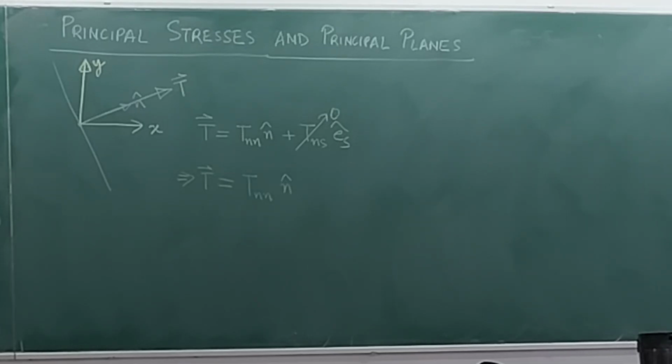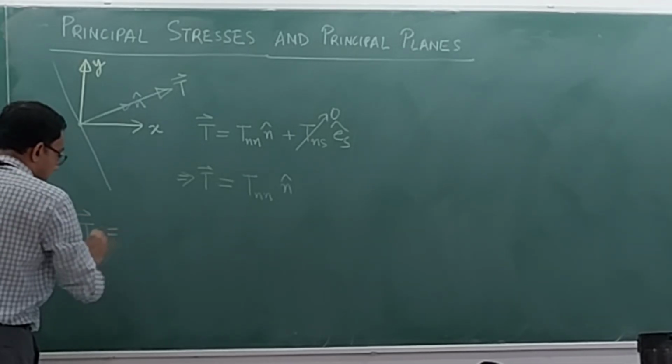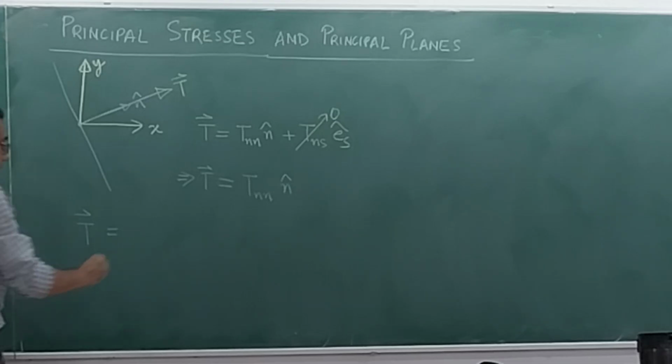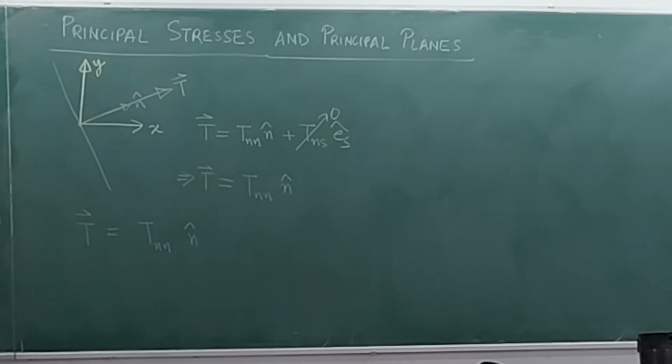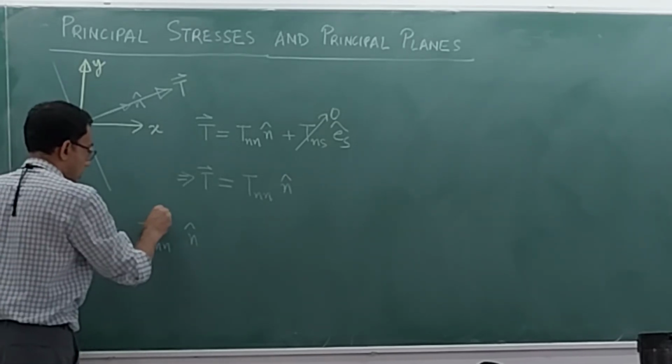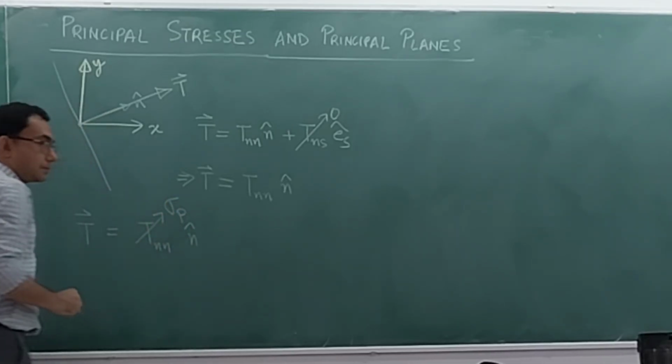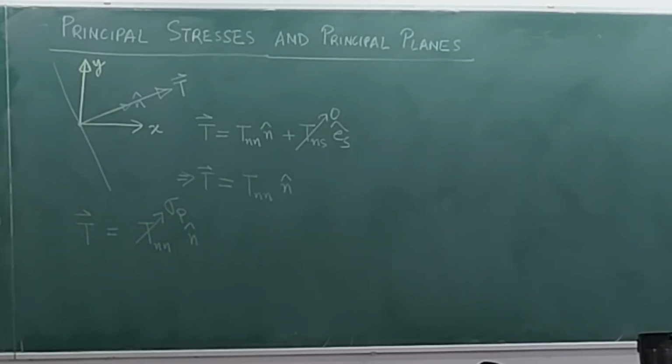What we'll do is we'll again go back to Cauchy's law. So we know that T is equal to Tnn n. This Tnn, because it is a very special thing, which is the principal stress, we'll call this sigma p. P is for principal.